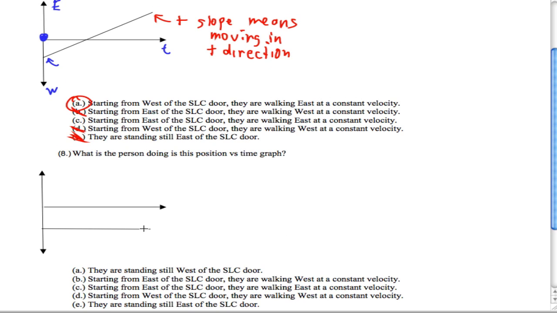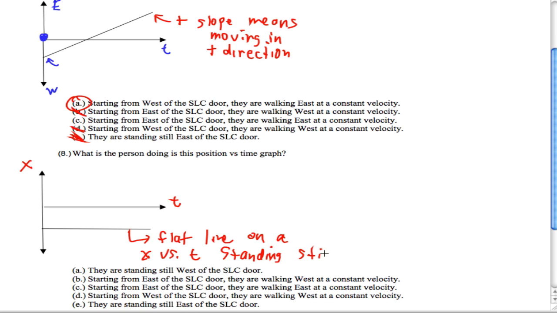Now, what's the person doing in this graph? Again, the hint here. When you see a flat line on a position versus time graph, not a velocity graph, a position versus time graph, that means you are standing still. And where are we? Let's look at the picture. Once again, we're west.